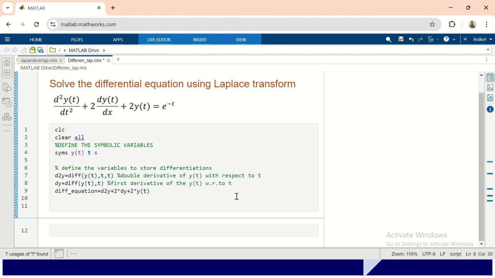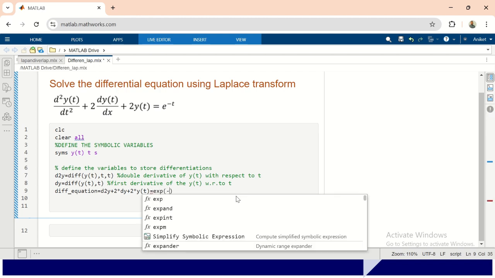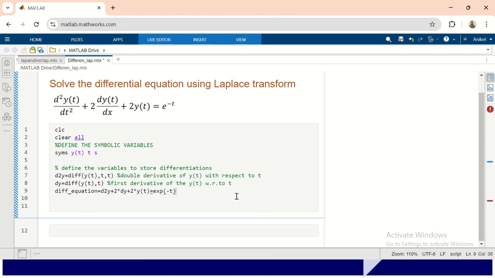This y of t is similar to the f of t we used in the last video, that is the function of t. Now it is equal to exponential minus t. So this is the differential equation we are going to solve. EQU8.